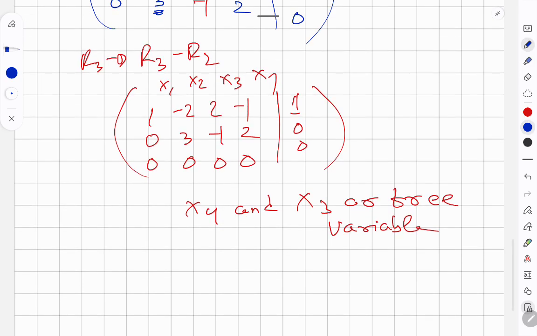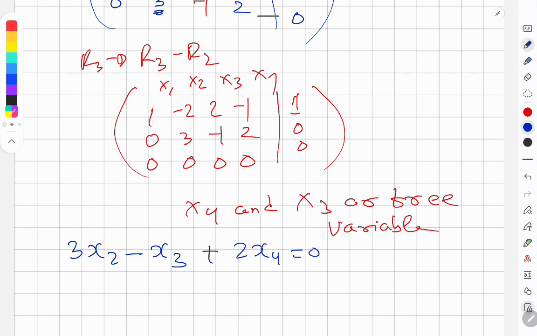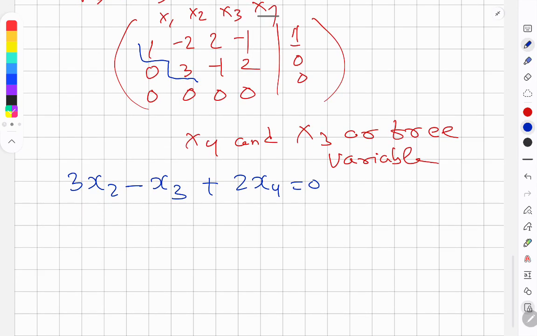Then I can write the equation. This one will be 3x2 minus x3 plus 2x4 equal to 0. Now I get it. When you do the steps, you get x1 here and x2 here, x3 is here and x4 is there, but it's not a pivot. So this is the equation I got from the second row. And if I take x2 on one side and the rest of the things, x2 equals negative 1/3 x3 minus 2/3 x4.